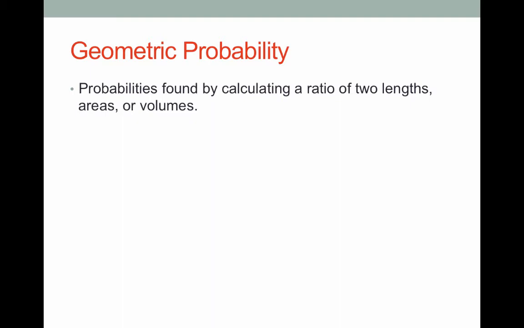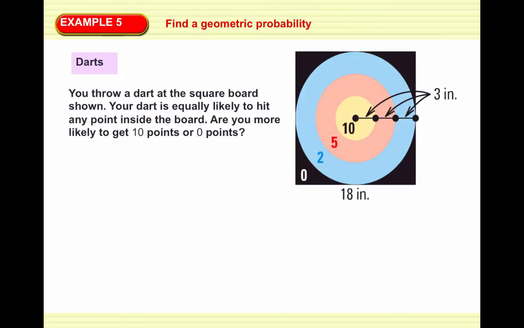Let's look at some geometric probability, and these are probabilities found by calculating a ratio of 2 lengths, areas, or volumes. So here we've got a dart problem. You throw a dart at the square board shown. Your dart is equally likely to hit any point inside the board. Are you more likely to get 10 points, so this area here inside the inner circle, or 0 points, the area that's left over outside the larger circle but still in the square?